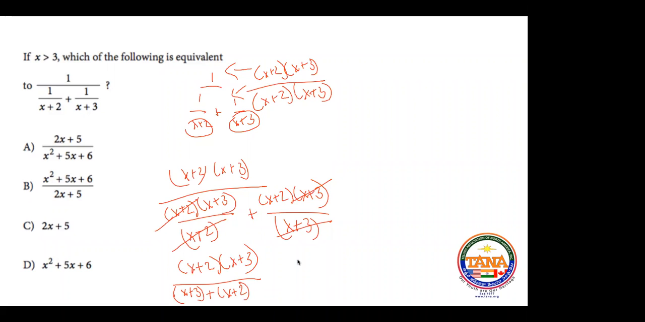And when you FOIL, you get x squared, because exponents, plus 2x, these two, plus 3x, these two, plus 6, these two, over x plus x, so 2x, plus 5, because 3 and 2. And that is your answer, which is B.